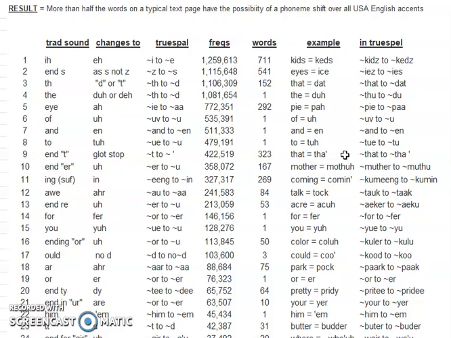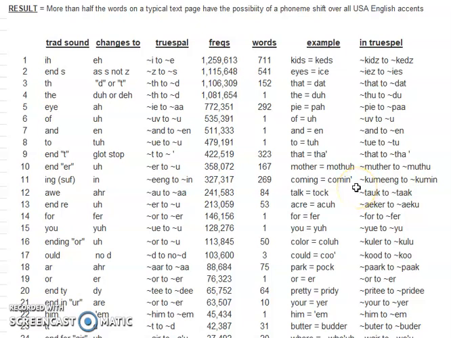Let's see. I want to say is give it. Is it what you want? And we usually say, is it what you want? All swallowed T's on the end, glottalized. Mother goes to mutha. Dropped R, swapped R to the uh sound.